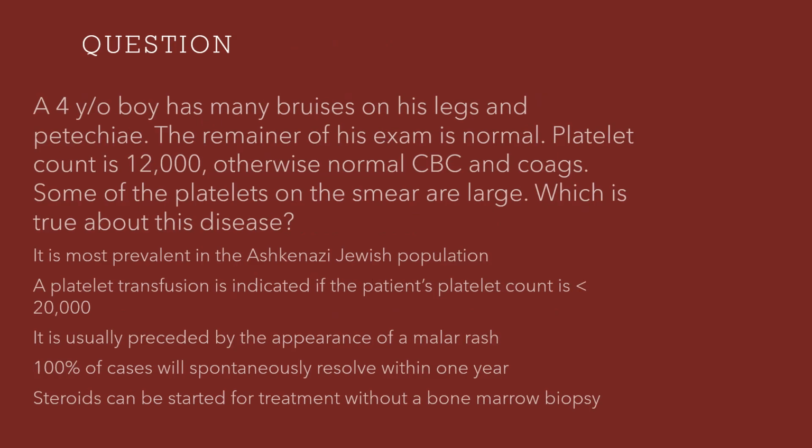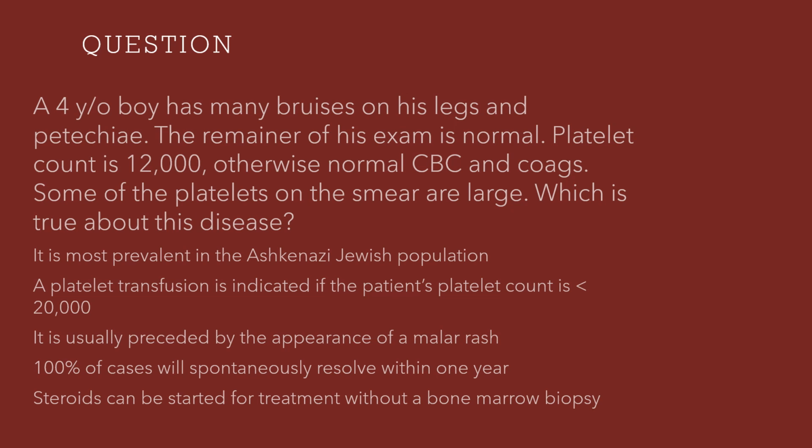A 4-year-old boy has many bruises on his legs and petechiae. The remainder of his exam is normal. Platelet count is 12,000, but he otherwise has a normal CBC and coags. Some of the platelets on the smear are large, which is true about this disease. It is most prevalent in Ashkenazi Jews. A platelet transfusion is indicated if the patient's platelet count is less than 20,000. It's usually preceded by a malar rash. 100% of cases will spontaneously resolve within 1 year. Steroids can be started for treatment without a bone marrow biopsy.